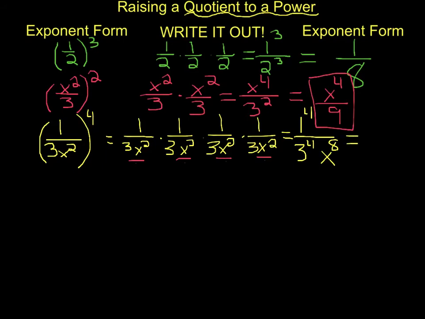And if you evaluate this further, 1 to the fourth power is 1. 3 to the fourth power is 81. And then we have x to the power of 8.